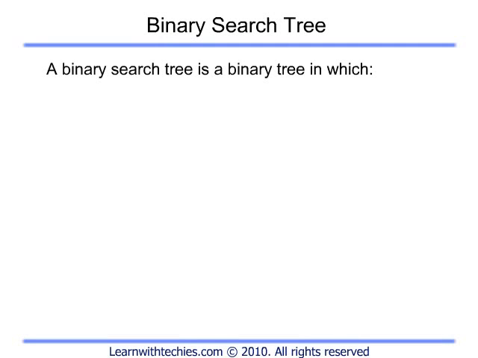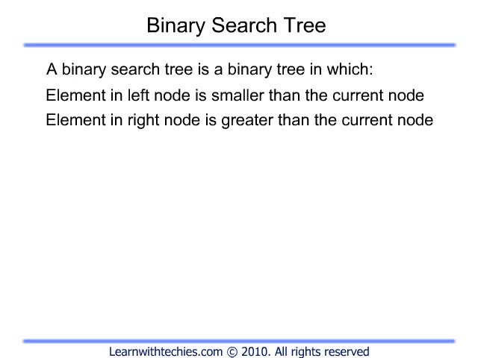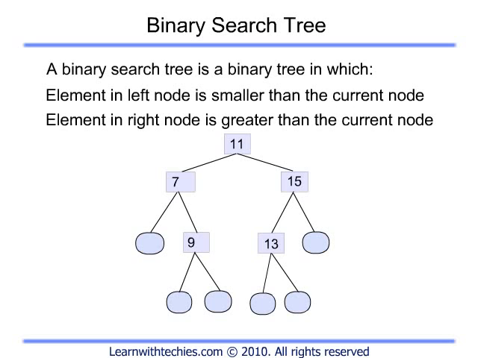A binary search tree is a binary tree which satisfies two properties. The element in the left node is smaller than the current node. Hence, all elements in the left subtree are smaller than the current node. The element in the right node is greater than the current node. Hence, all elements in the right subtree are greater than the current node. This is a sample binary search tree. You can see each node satisfies the two properties.